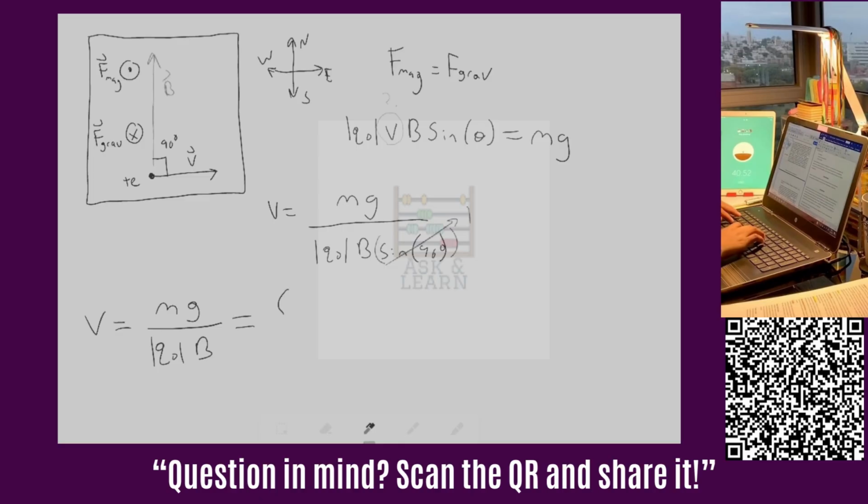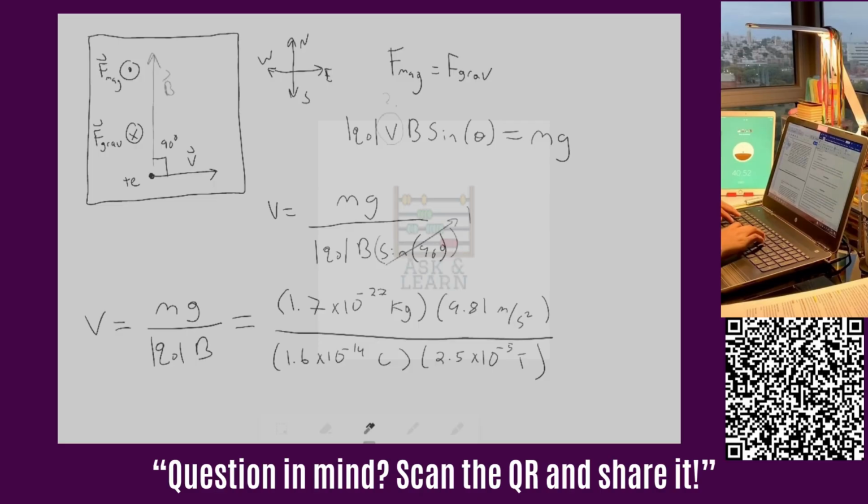So the mass of our proton is about 1.7 times 10 to the negative 27 kilograms. Acceleration due to gravity, of course, is 9.8 meters per second squared, divided by the charge of a proton, 1.6 times 10 to the negative 19 coulombs, multiplied by the magnitude of the magnetic field that we are given, 2.5 times 10 to the negative 5 teslas.